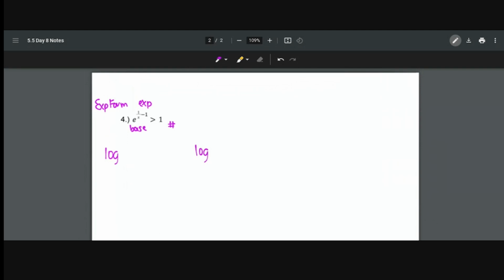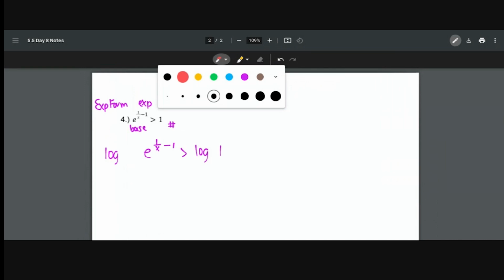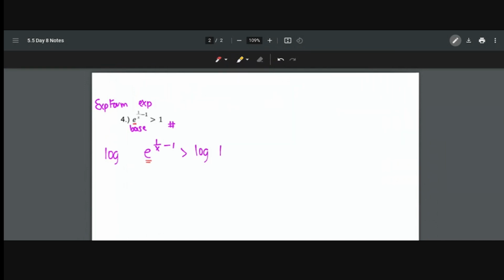So I'm going to write log and log. I'm going to do log of e to the 1 over x minus 1. I'm going to keep my inequality symbol as greater than, and I'm going to do log of 1. But remember, I can do any base that I want to, but the best base is going to be the one that matches the base from the original exponential form of the inequality. So I'm going to do log base e and log base e, which we should know is natural log. So I'm going to rewrite this. Natural log, I'll even put in the base e here, of e to the 1 over x minus 1 is greater than natural log of 1.